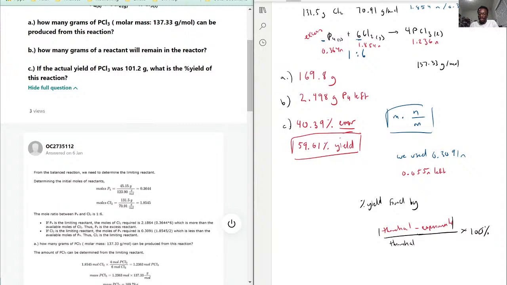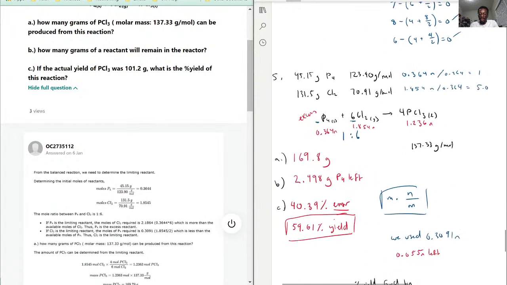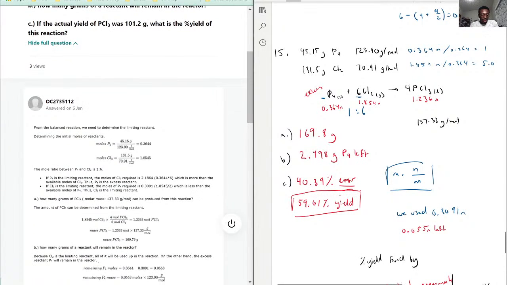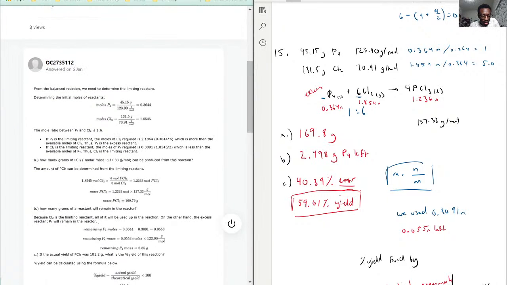Based on this, yep, 0.3644. That is how much we got, and 1.8545. That is also what we got for the CL2. And then they should see that our limiting was indeed, just to make sure that we do this right. Yep, 169.79, which is what we got. How many grams of the reactant is left in the thing? So the excess will not remain, so they subtracted it, yep, and they got 0.055.